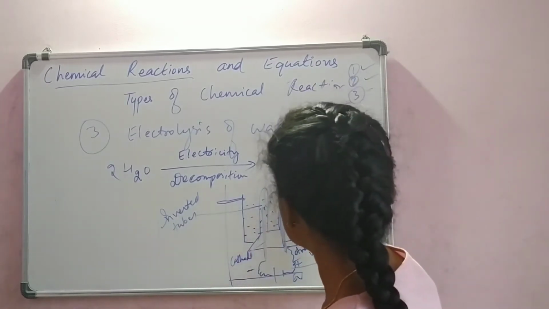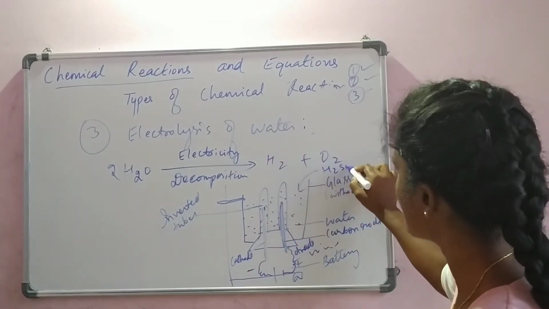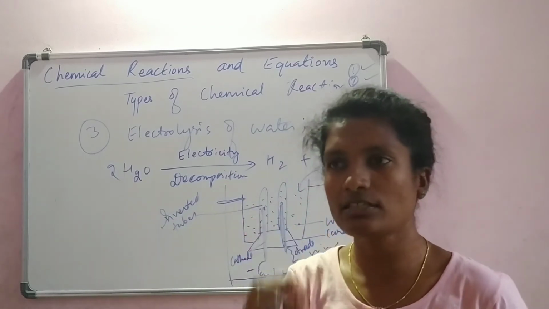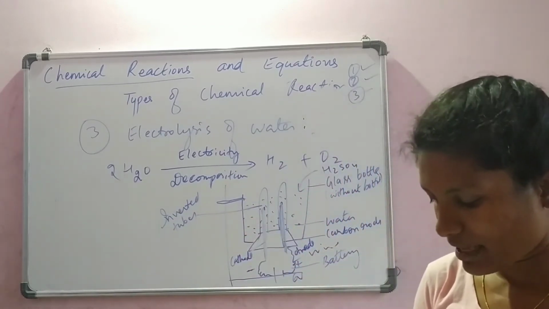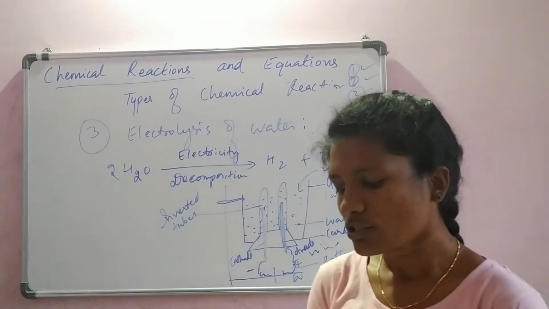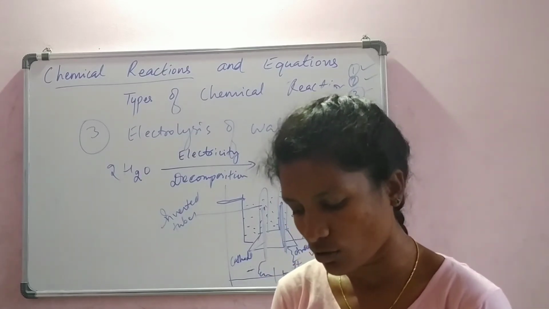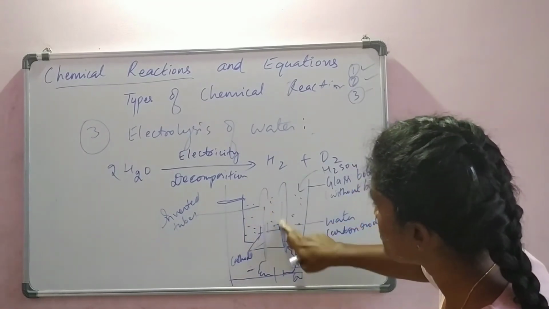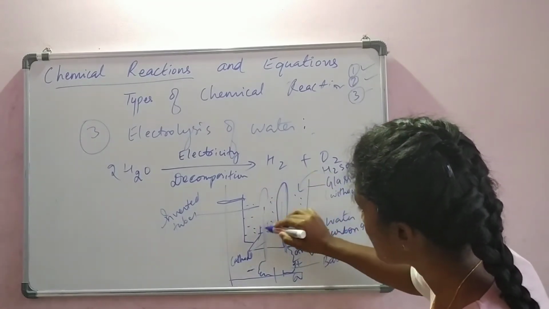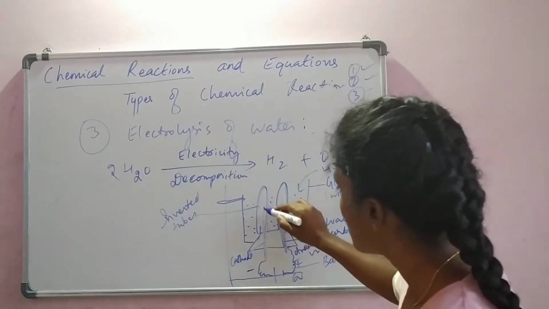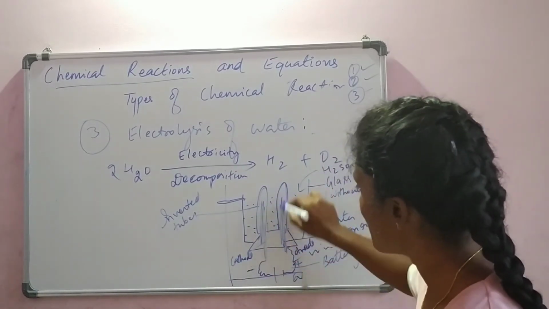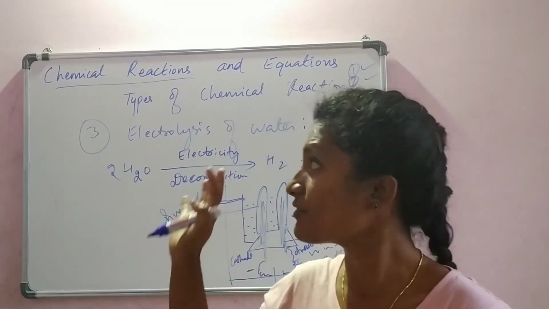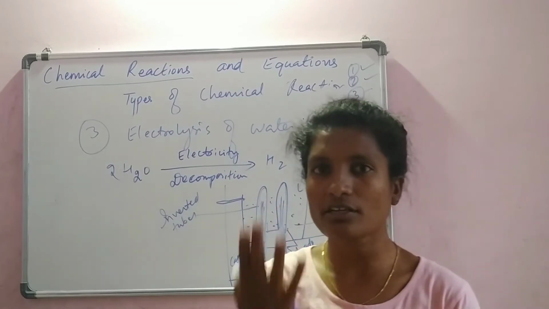So you need to add sulfuric acid, which is H2SO4. There will be a lot of water, but very little sulfuric acid added. Then what happens? When you supply electric current, slowly the water inside the test tubes comes out. There will be only empty test tubes left, and slowly they will be filled with gas, because if there is gas in the atmosphere we cannot see it properly.